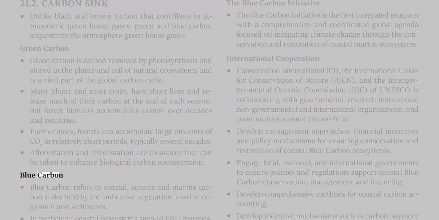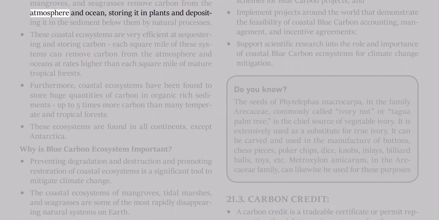Blue carbon. Blue carbon refers to coastal, aquatic and marine carbon sinks held by the indicative vegetation, marine organisms and sediments. In particular, coastal ecosystems such as tidal marshes, mangroves, and seagrasses remove carbon from the atmosphere and ocean, storing it in plants and depositing it in the sediment below them by natural processes. These coastal ecosystems are very efficient at sequestering and storing carbon. Each square mile of these systems can remove carbon from the atmosphere and oceans at rates higher than each square mile of mature tropical forests.